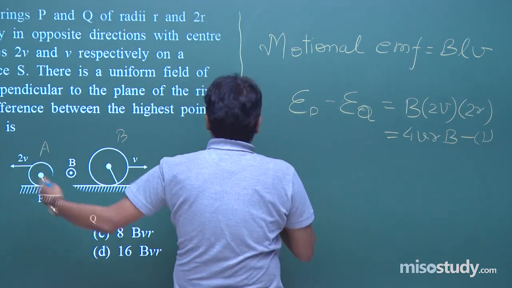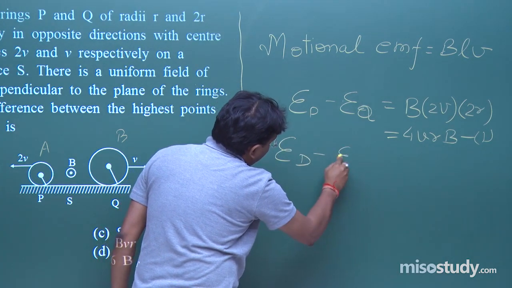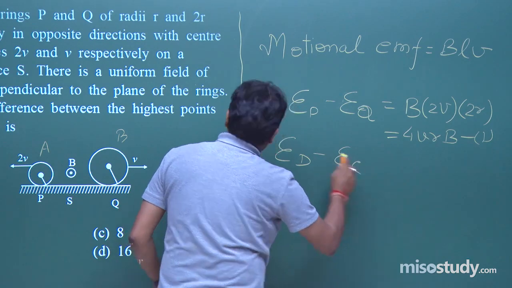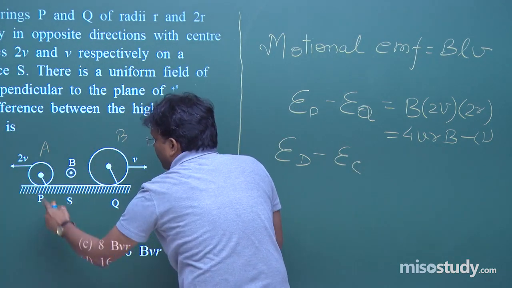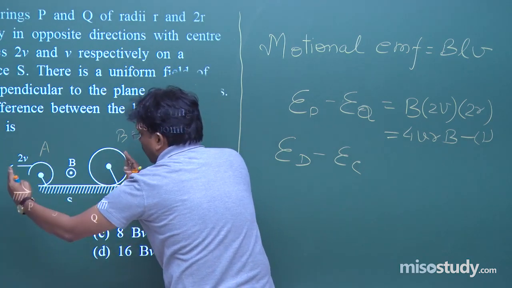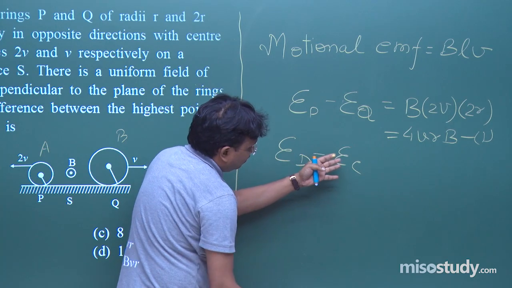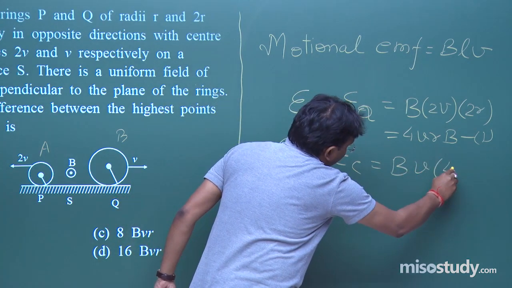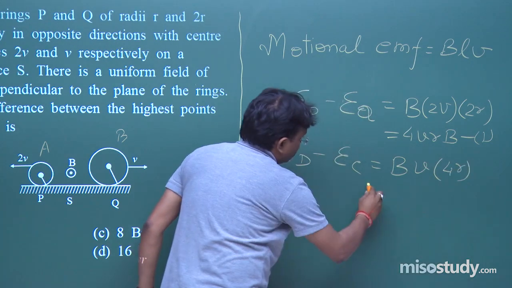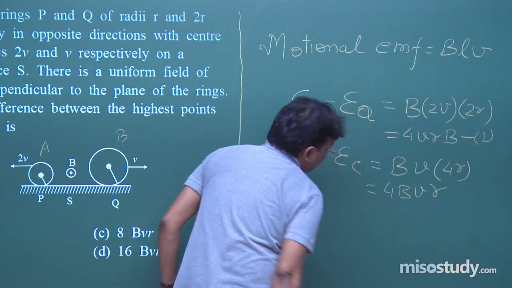Now, when they move further apart, what will be the situation? Let us say that situation is given by ED, EC, either PQ or AB, when they move to P1, Q1 or D and C, anything like that. I am just representing the different possible situations. So, it is BV into 4R, which again will give you 4BVR.